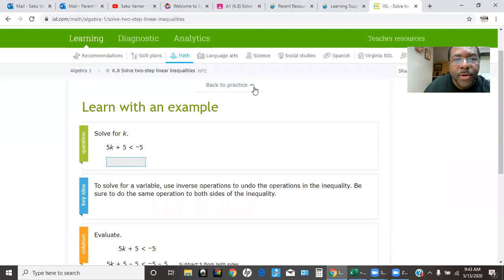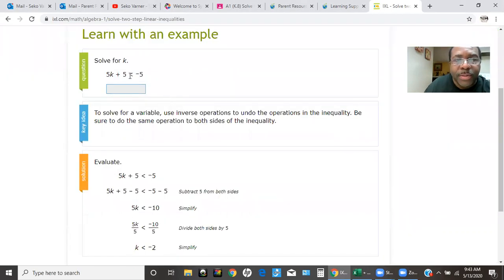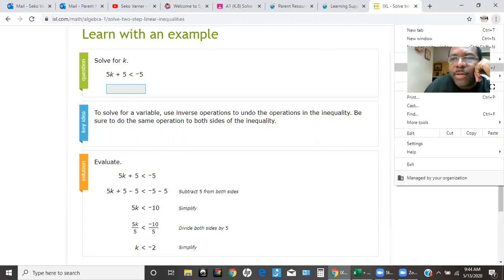So what are we doing? We're solving two-step linear inequalities. Why do we use the term inequality? Because of this symbol right here. Greater than, less than, greater than or equal to, less than or equal to. Those are inequalities, okay? So to solve for 5K plus 5 is less than -5, there's a couple of things that we can do.